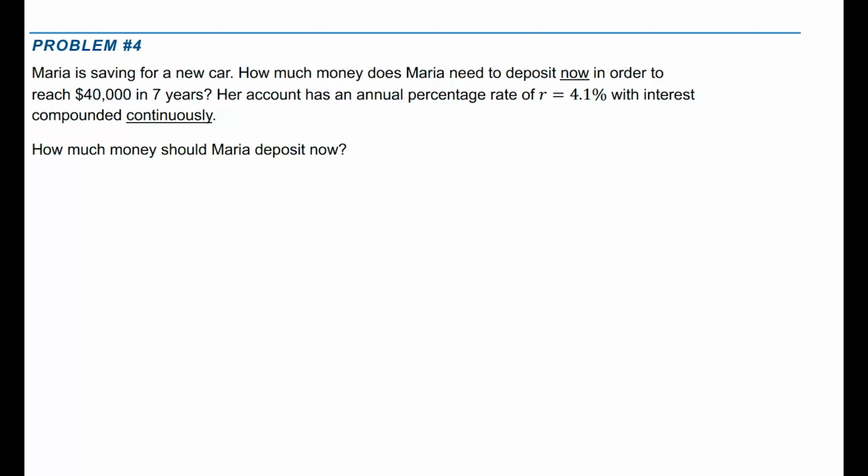Maria is saving for a new car. How much money does Maria need to deposit now in order to reach $40,000 in 7 years? Her account has an annual percentage rate of 4.1% with interest compounded continuously. How much money should Maria deposit now?